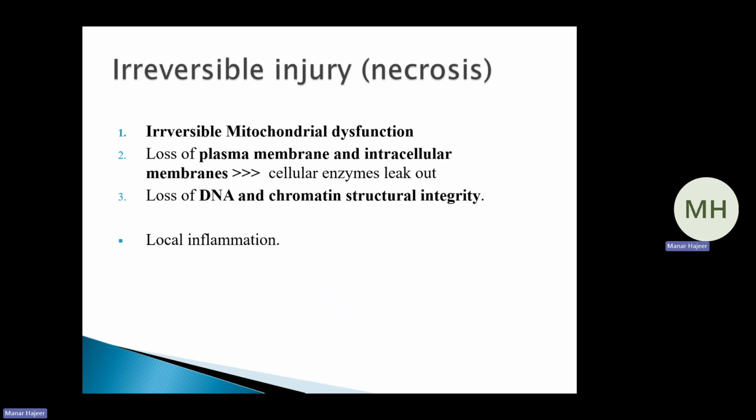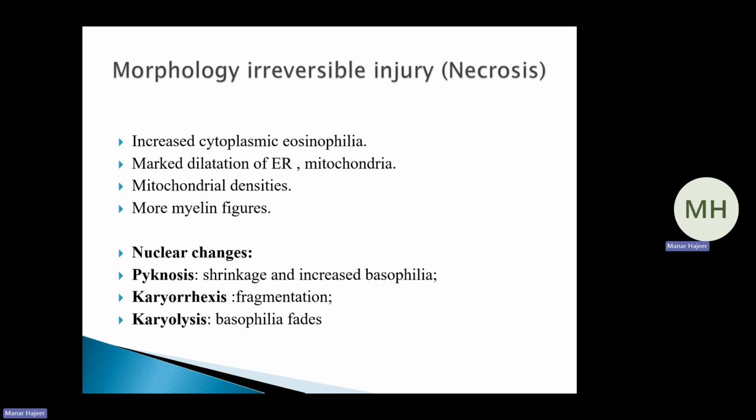So if you have loss of the membranes, loss of the nucleus DNA, and loss of the mitochondrial function, you will end up with a dead cell. In addition, we have a local inflammatory reaction. Always necrosis is accompanied by a local inflammatory reaction. The morphology of irreversible injury, mainly we are talking here about the electron microscopic findings: we have increased dilatation of the endoplasmic reticulum, increased dilatation of the mitochondria with appearance of mitochondrial densities, and more myelin figures because we have more damage of the membranes and membrane phospholipids.